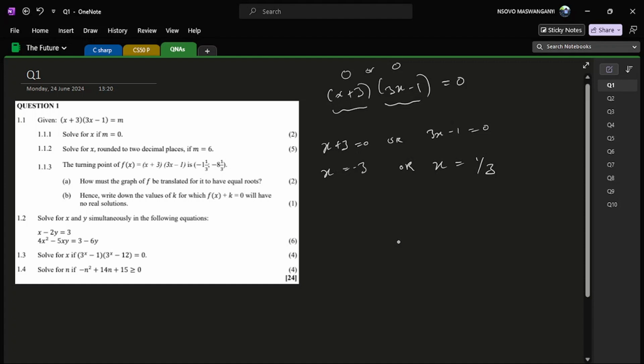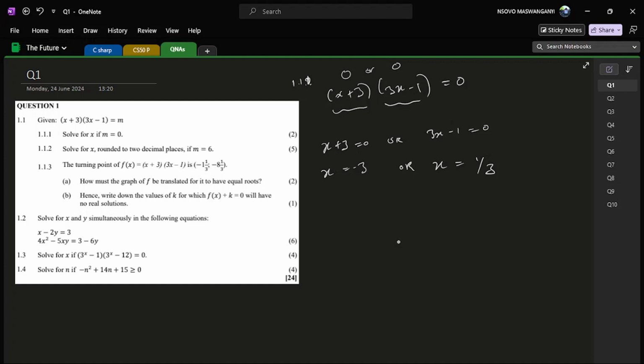You don't want to waste too much time on questions like these because you need your time for more complex and more strenuous questions. Right, so now let's go to 1.1.2, which says, solve for x rounded to 2 decimal places if m is equal to 6.